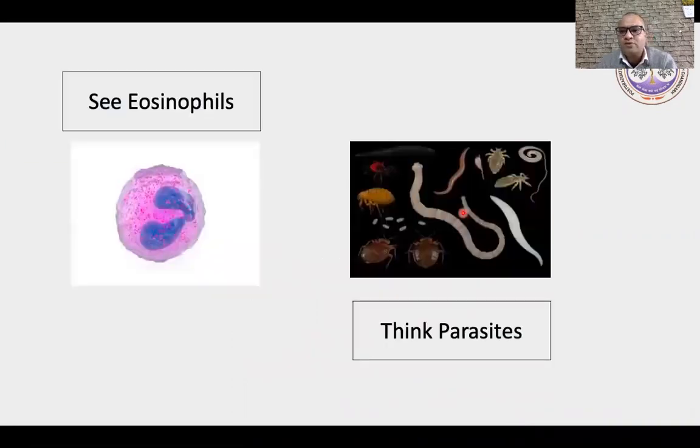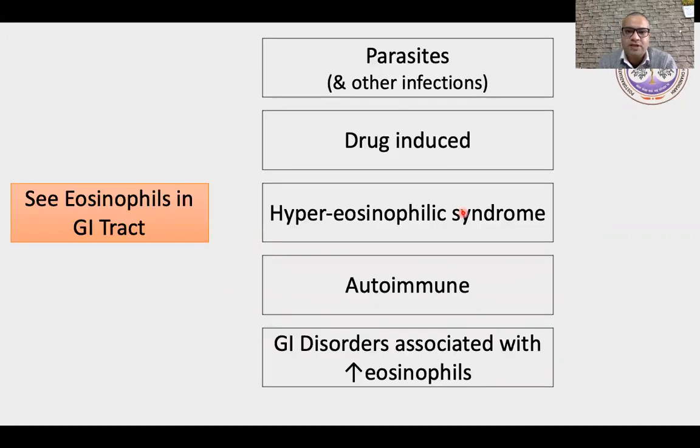Whenever we talk about eosinophils, we tend to think about parasites. And whenever the question is about gastrointestinal eosinophilia, apart from parasites, other things which must come to mind are other infections like spirochetosis, drug-induced eosinophilia, eosinophilia as part of hypereosinophilic syndrome, which may accompany certain hematological malignancies, or be associated with autoimmune diseases like Churg-Strauss syndrome, and then underlying GI diseases which may be associated with increased eosinophils, like celiac disease or inflammatory bowel disease.